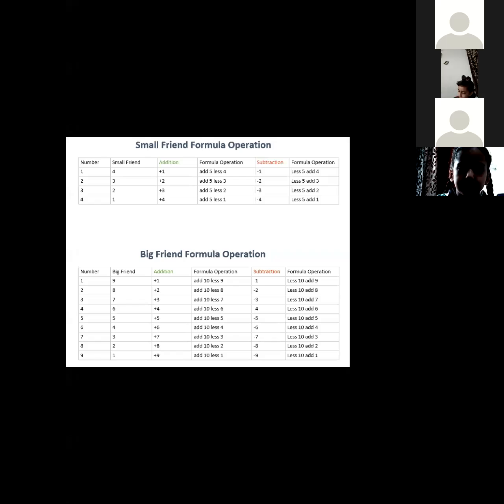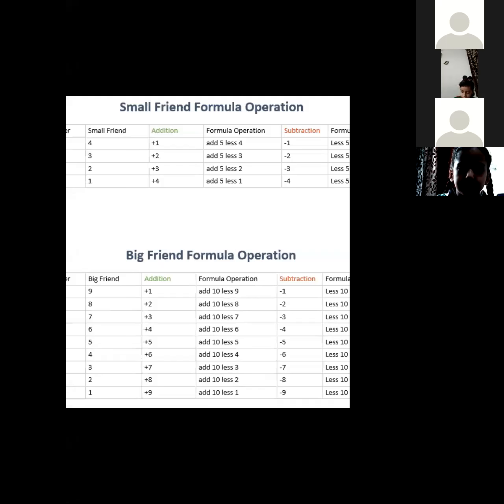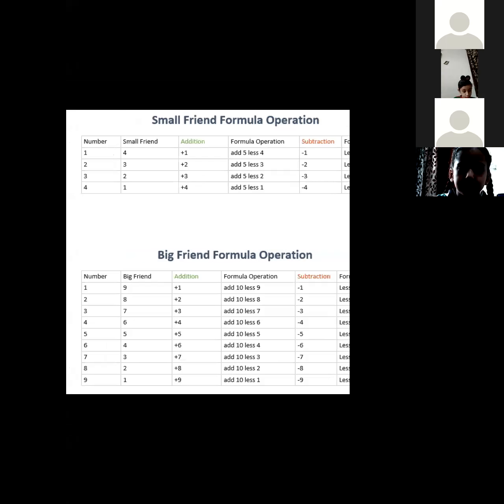So thank you, Sirat. So today we will talk about abacus. On the screen, these are the formulas which will come. The common friend of 1, 2, 3, 4 is 5. I'm talking about this small friend. You leave this; it is for the higher classes. So I'm talking about the small friend formula operations. It is given there in detail.